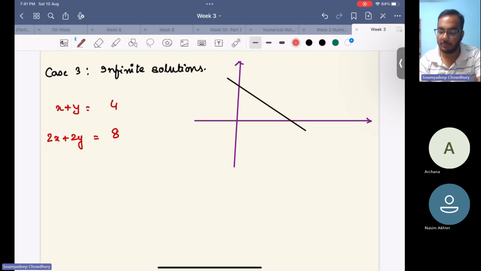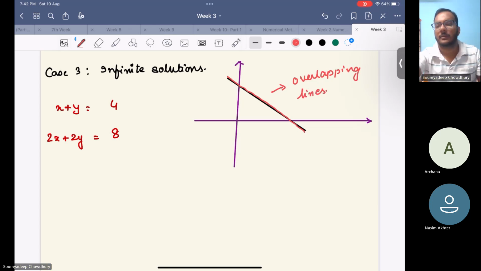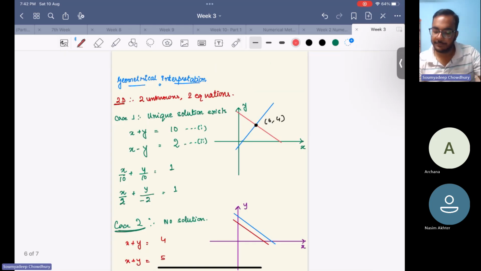Just to differentiate, I am drawing it a little differently. This is the same curve. So there are an infinite number of intersection points, right? So there are infinite solutions. Overlapping. So these are the three cases and their geometric interpretations. Clear, right? For the 2D case.